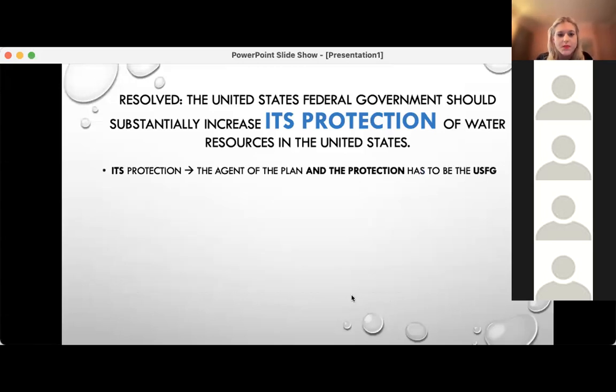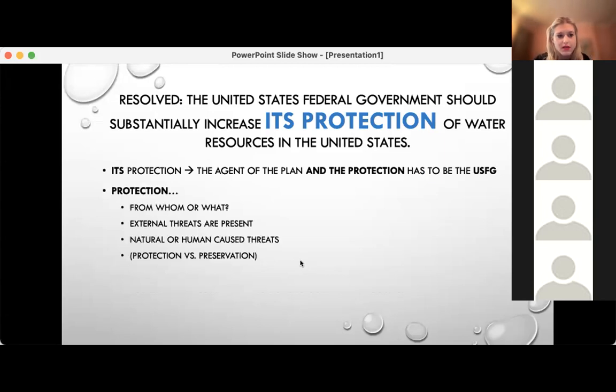Its protection means that the agent of the plan and the protection has to be the United States federal government. So it needs to be the United States federal government protecting the water. It can't just be that the United States federal government will mandate that every individual household in America protect its own water. It has to be United States federal government policy.